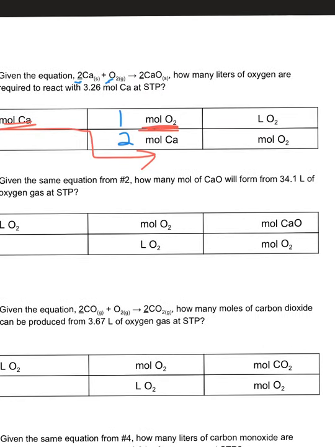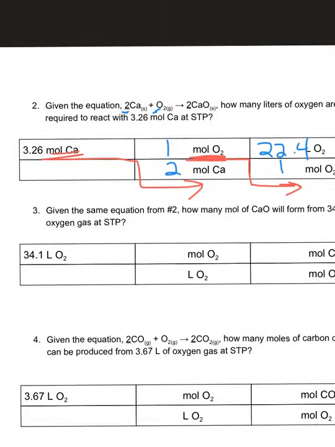Whatever unit is on the top in the previous step, bring it down in the next step. That's what we did. Moles of oxygen is on top, so we bring it down to the bottom. Now this step is not a mole ratio, so we're not going to use the coefficients. So what is the number that we put in front of the mole? 1. How many liters are in a mole? 22.4 liters to a mole.